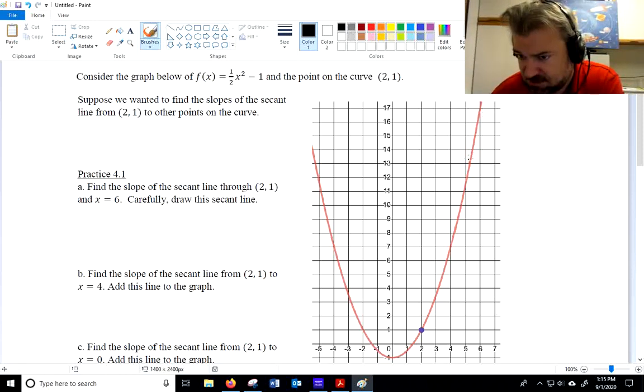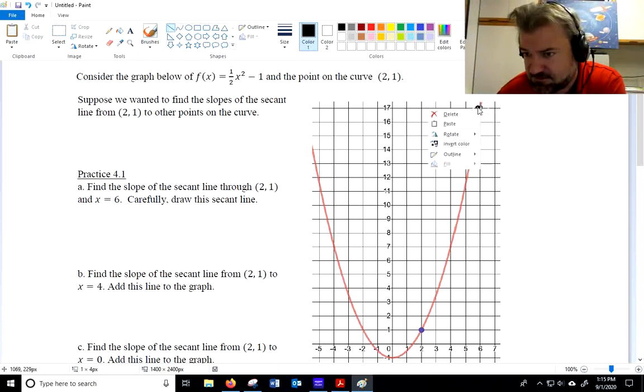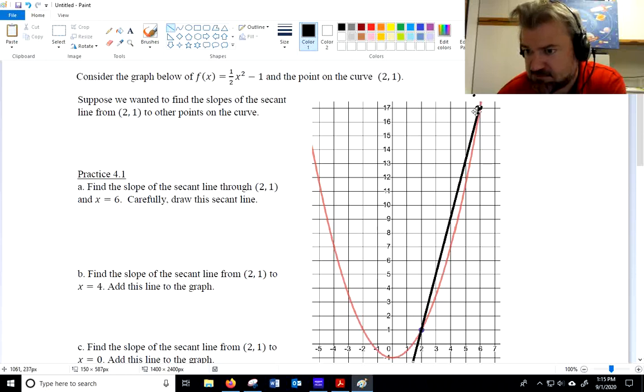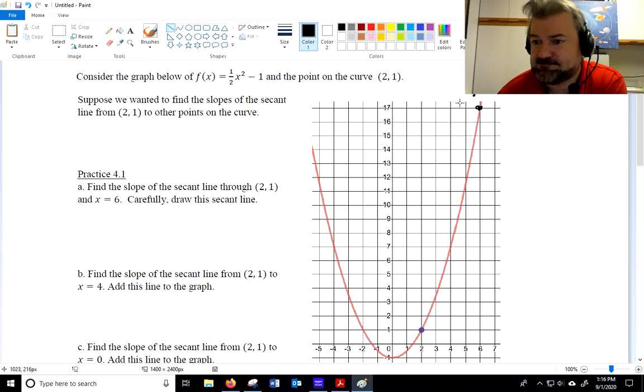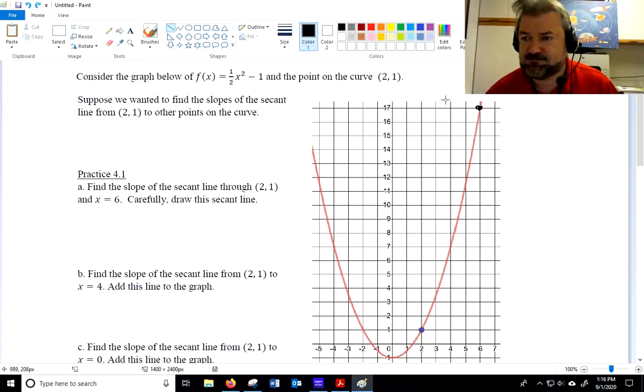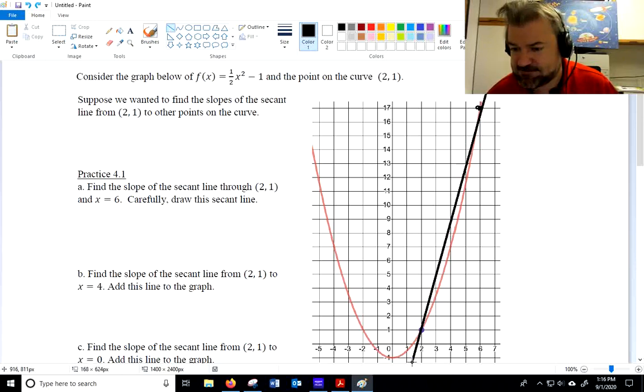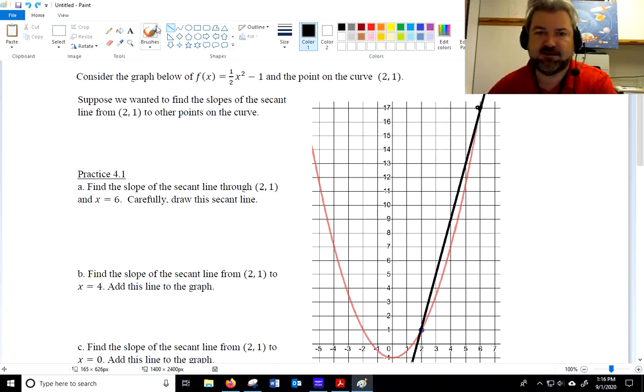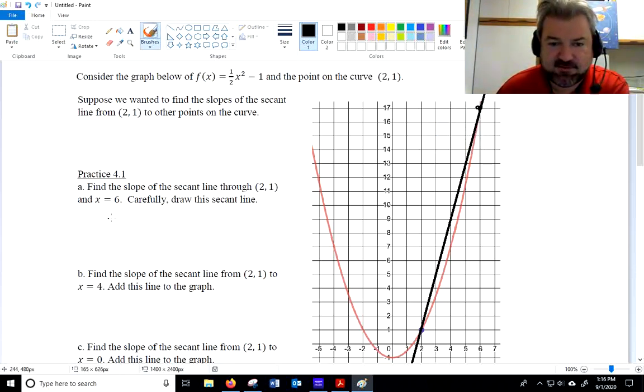At x equals 6, I'm up here at 17. So I have a line tool, so hopefully I'll be able to do this with somewhat ease. Okay, I think I got that okay. And I can maybe even stretch this out a little bit. There we go. Well, I lost it. There we go. Okay, so I've got my secant line. All right, we're going to find that slope.